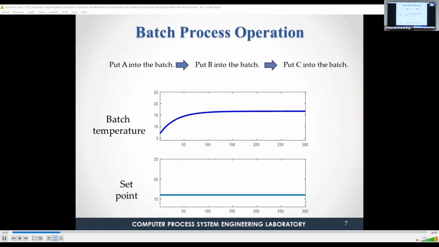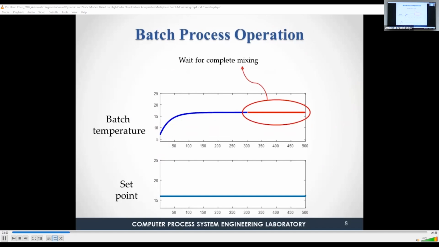First of all, the first part may be feeding, and the order of the feeding is assumed to be put in A first, then B and C, then finally stirred evenly. However, here comes the problem. The batch is a closed reaction tank. So how does the operator know when it will stir evenly? So it is necessary to wait for the batch to be fully stirred according to experience. So there is usually a rest period in the batch, which is the red part in this picture.